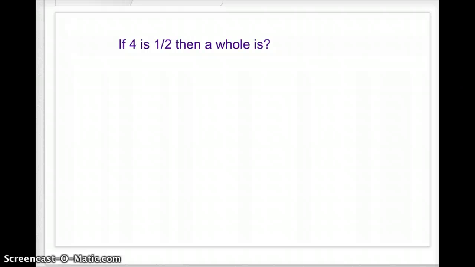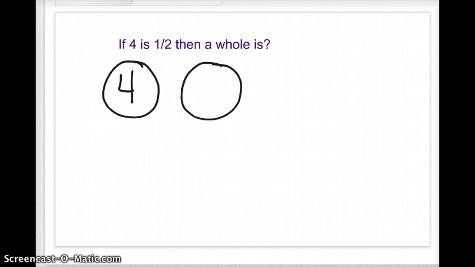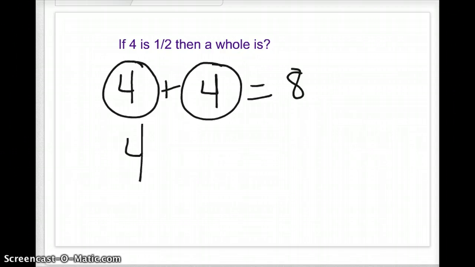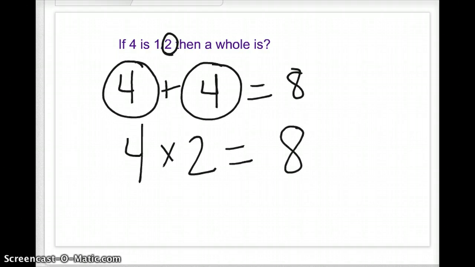Okay, what if we don't have counters or shapes? If 4 is half, then a whole is what? This again tells me 4 is equal to 1 group out of 2. So I would need to have 4 in each group. So I could add them: 4 plus 4 is equal to 8. Or I could have done 4 times 2, which is the number of groups, and get 8 as well.